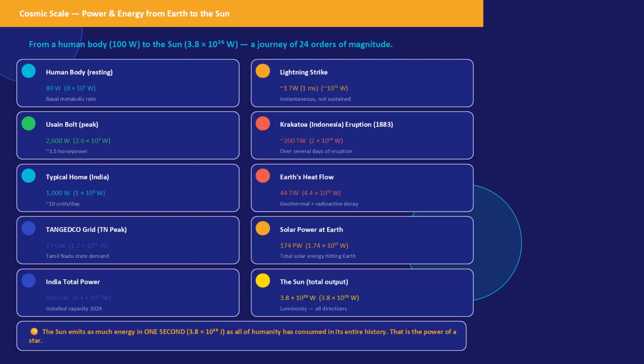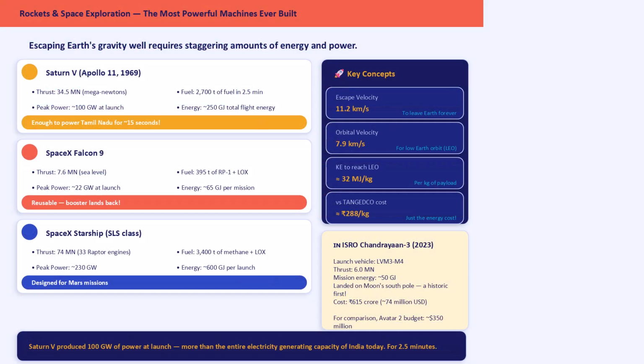Every hour, the sun delivers more energy to Earth than all of humanity uses in a year. The entire energy history of human civilization is less than 1 second of the sun's output. This is why solar energy is essentially inexhaustible, and why the prefix system from pico to exa is not an academic luxury but a daily necessity. Now let us scale all the way up to the most powerful machines ever built by humans.